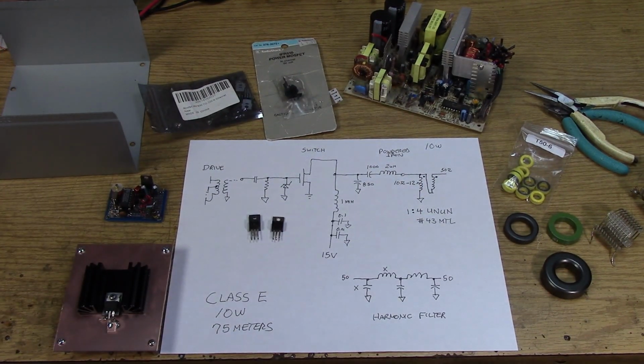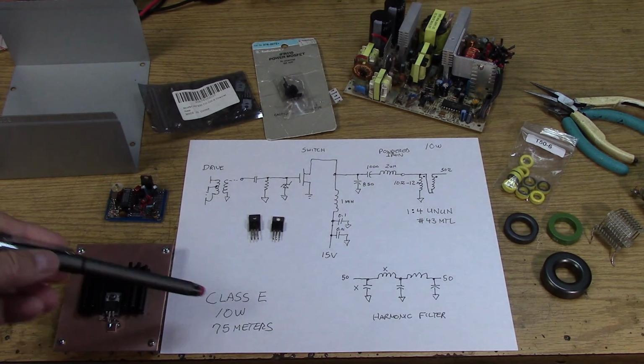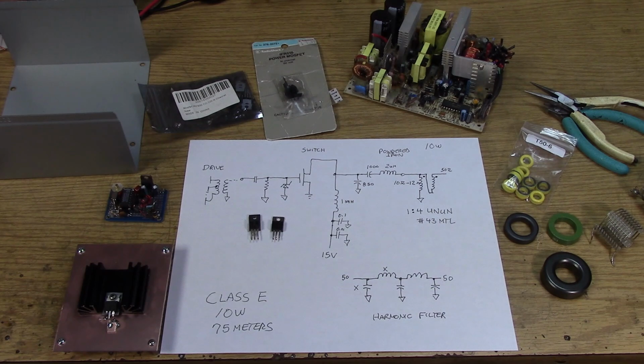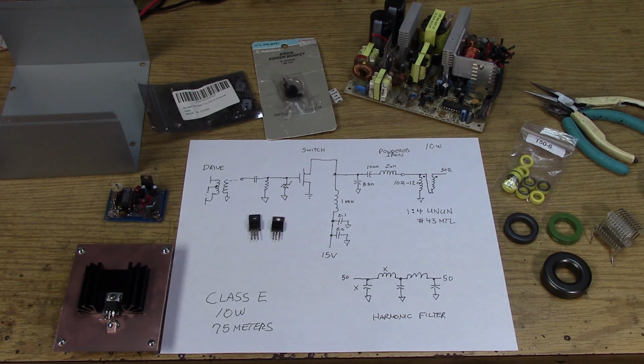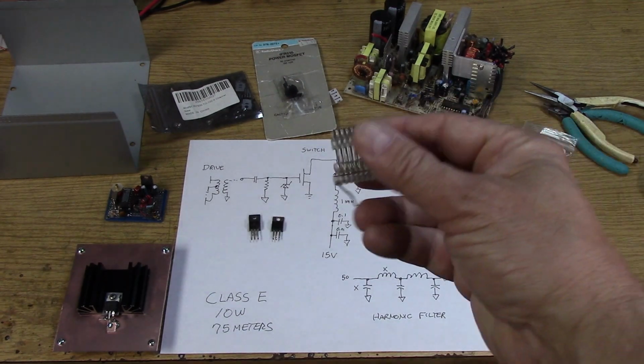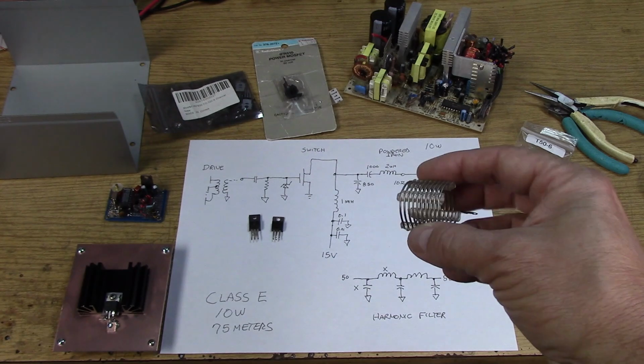So I'm laying out some parts for our junk box Class E 75 meter final amplifier. And I just wanted to let you guys know that we're not trying to build a kilowatt amplifier here. We're only trying to make 10 or 15 watts of RF, so we don't have to have gigantic components, components that you would have in a 100 or a 200 watt radio. I think we can get away with fairly small inductors. If you do want to wind your own, just some ordinary number 14 wire.